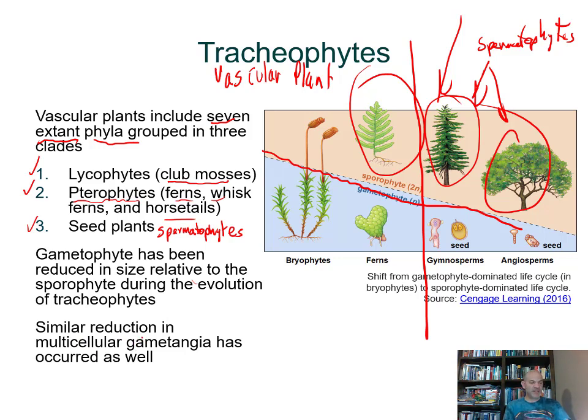Now, when the Gametophyte gets smaller, the gametangia, where the gametes are produced, also become smaller. So you're going to see that similar reduction. Smaller Gametophyte, smaller generation. Then the gametangia, where the gamete is produced, also has to be smaller to be part of that smaller generation.